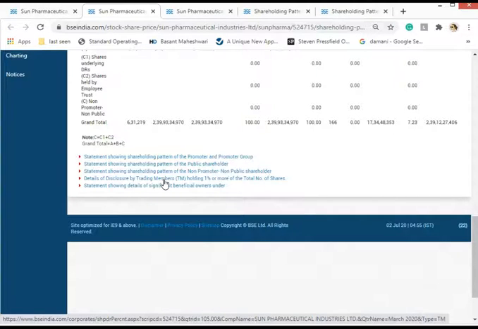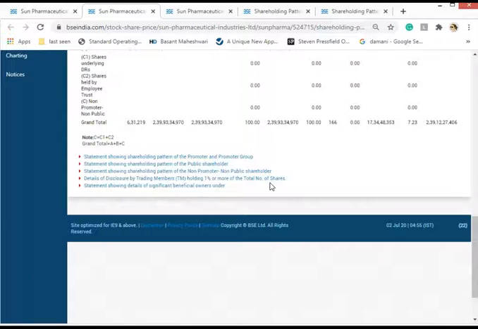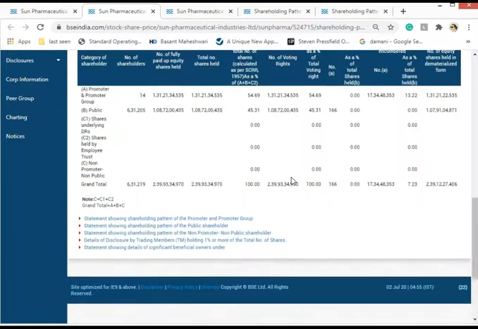And here look at the fourth point. People who are holding more than 1% share in a company, 1% or more than 1%, have to also declare this. They have to disclose this. So that's why you will get the details on this front as well.